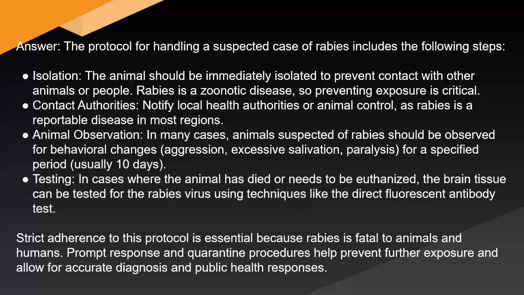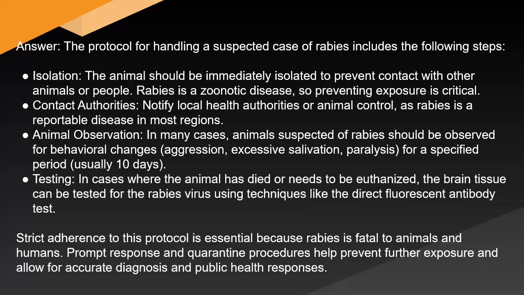Isolation. The animal should be immediately isolated to prevent contact with other animals or people. Rabies is a zoonotic disease, so preventing exposure is critical. Contact authorities. Notify local health authorities or animal control, as rabies is a reportable disease in most regions.